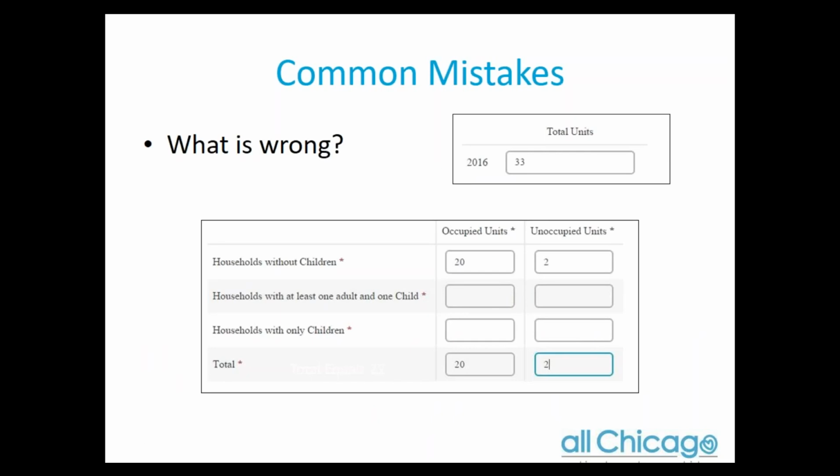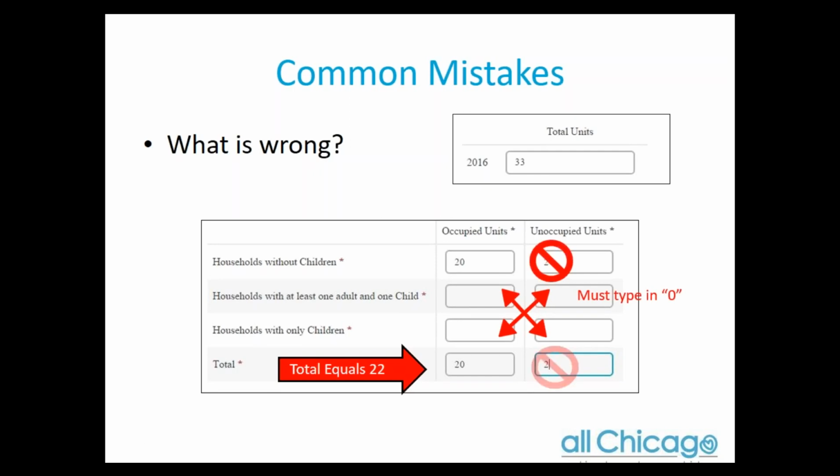Next, I have a program that indicated that they had 33 total occupied units. So they went ahead and completed the occupancy for units as 20 for single, 2 unoccupied, and then they just brought down the 20 and the 2. As you can see, that total equals out to 22. And they left all these blank spaces. And they listed a 2 here.